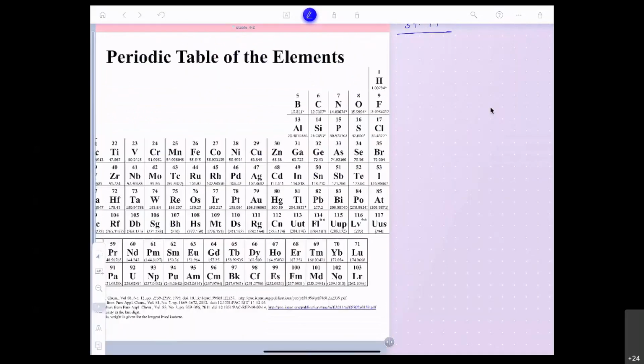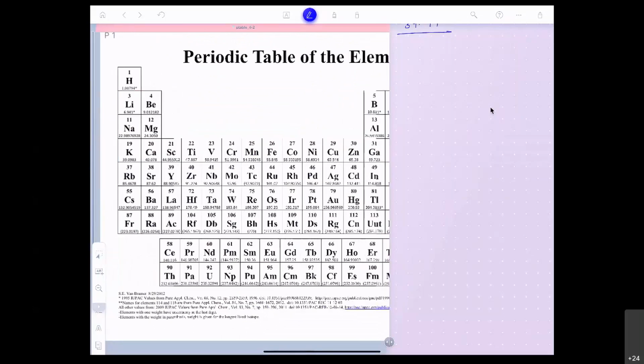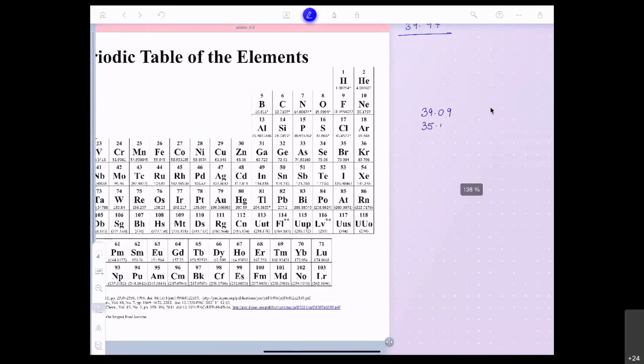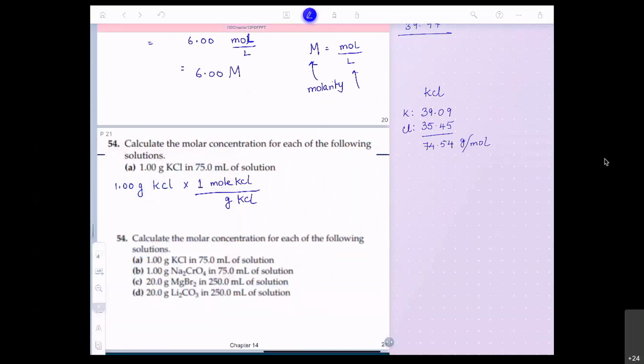So we're back to our periodic table. Potassium should be 39.09, and chlorine should be 35.45. Go ahead and get the molar mass of KCl. This is potassium, this is chlorine. Right, so you get 74.54 grams per mole. That is your molar mass. So I'm going to transfer that here, and then I'm going to cancel out grams of KCl. Now I want liters. So on top, I'm not going to have anything.